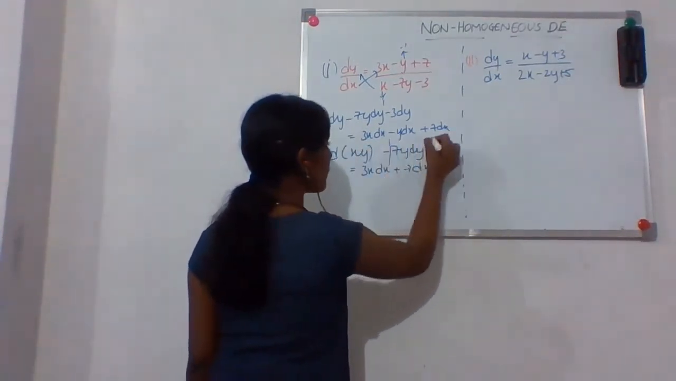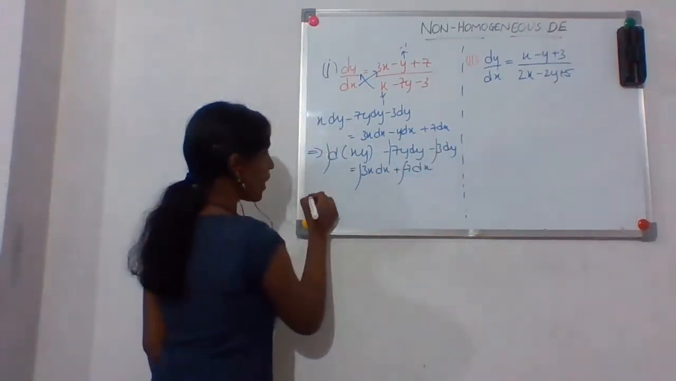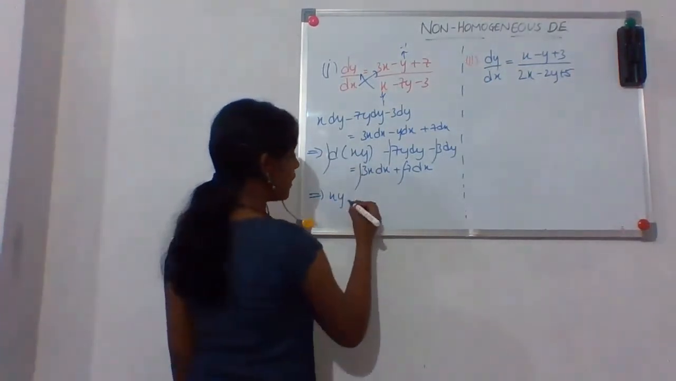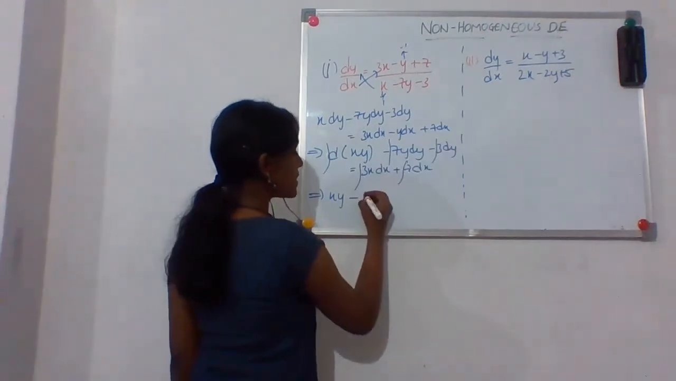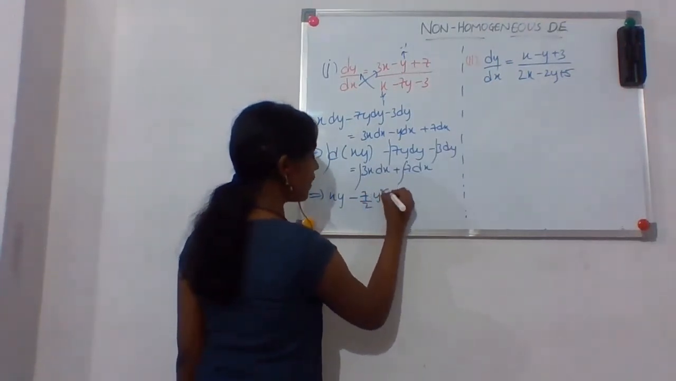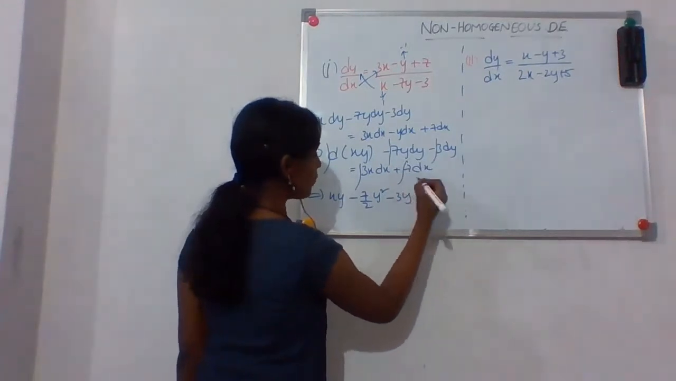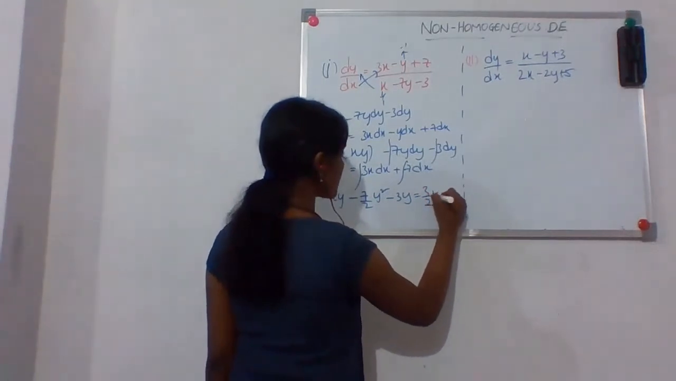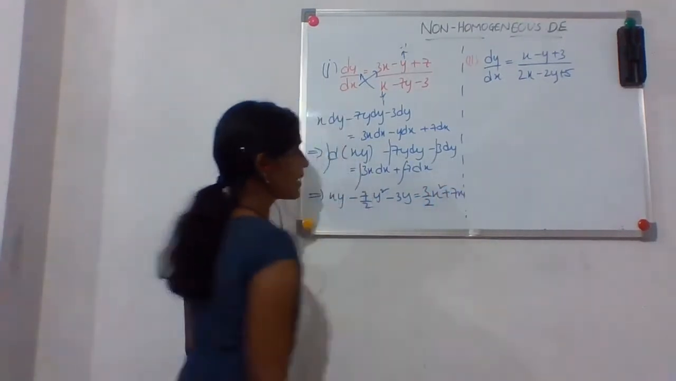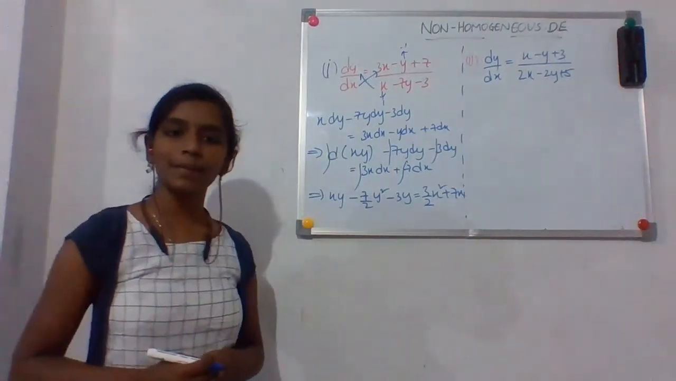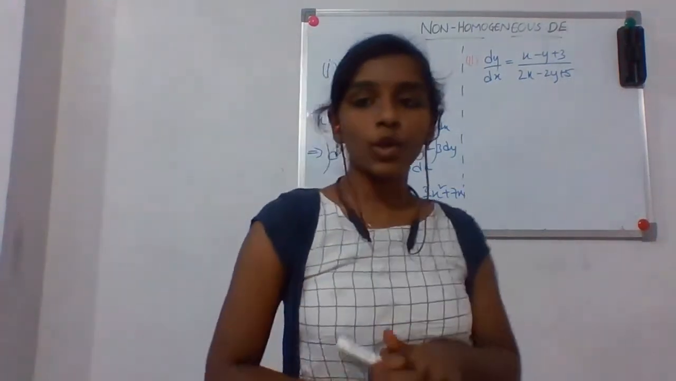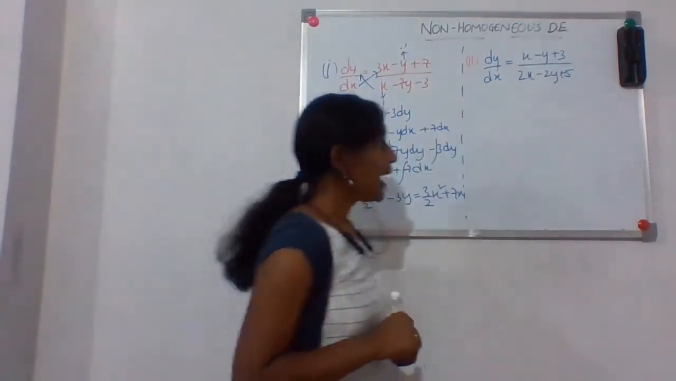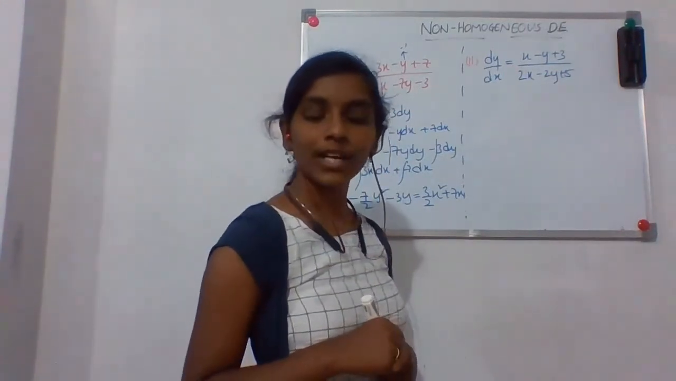Now integrating on both sides, that is it. So what do I get? Here xy, because the derivative and integration cancel, minus 7 by 2 y square minus 3y is equal to 3 by 2 x square plus 7x. That is it. So that is the answer. Very simple. Now let us look into the second method's problem and do the complete problem so that you can understand very clearly.